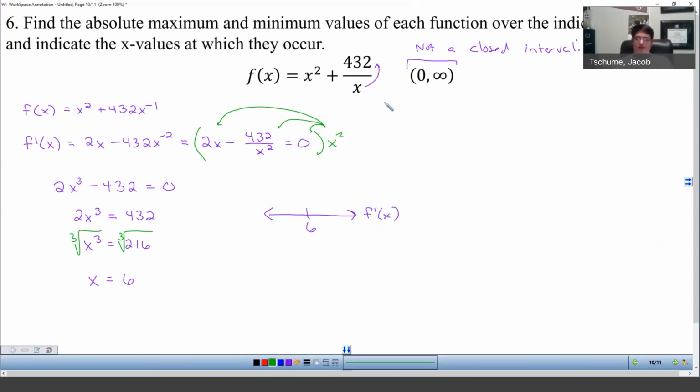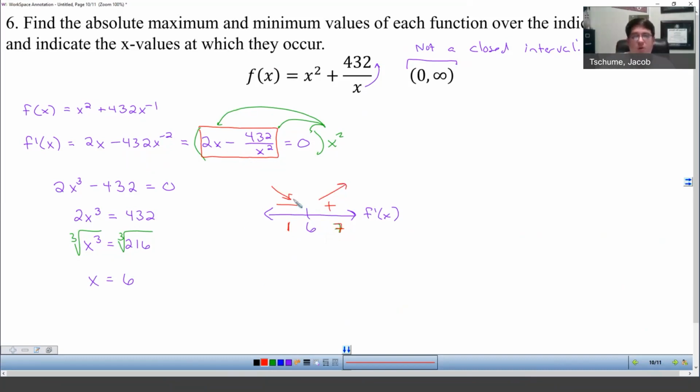I'm going to pick some test values, so let's say 1 and 7, and you're going to plug them into, I probably should have done this in red, so let me cover this up in red so it's a different color. 1 and 7, we're going to plug these into this first derivative that we found up here. If you plug 1 into this, you should get a negative number, which means you are decreasing. If you plug in a 7, you should get a positive answer, which means you're increasing.